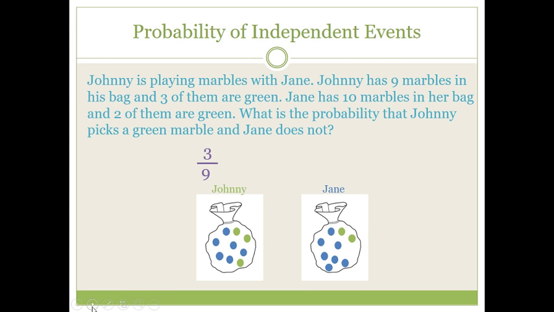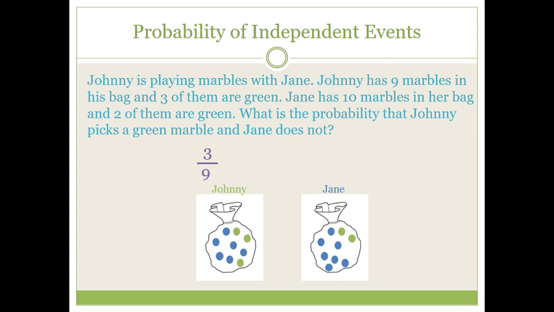Now let's see what the second part means. The probability that Jane does not. Okay, so that means she's not going to draw a green marble. Well, that means she's going to draw, in this case, a blue marble because there's only blue and green marbles in the bag. So she would have to draw a blue marble in order not to draw a green marble.